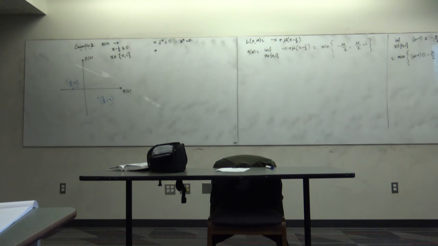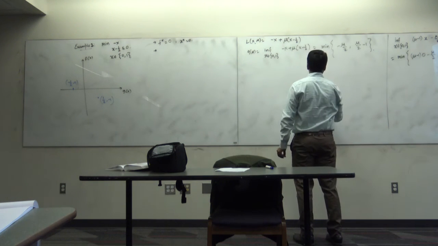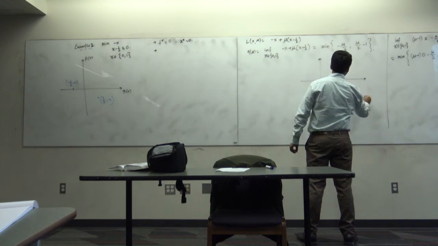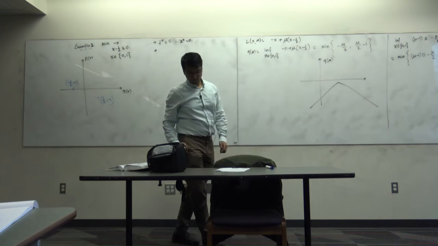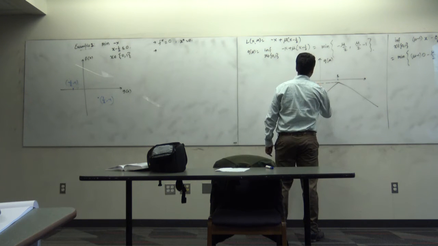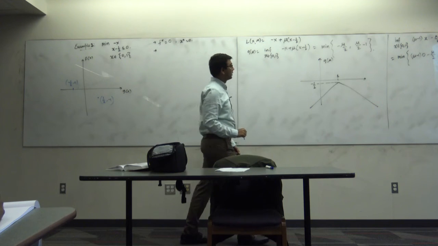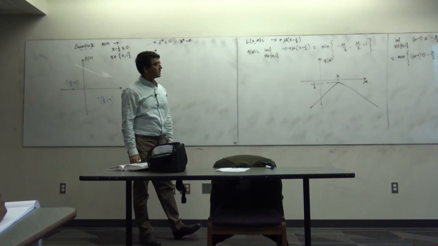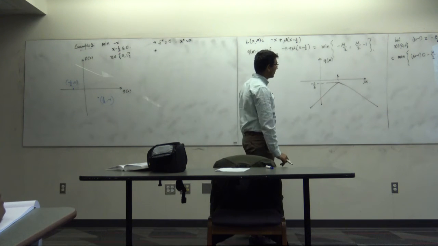Okay. Now if you look at the figure of Q of mu, it's going to look something like that. That is my Q of mu. This is 1, and this is negative half. This is mu. Is the function Q concave? Right? It's a concave function, piecewise linear.